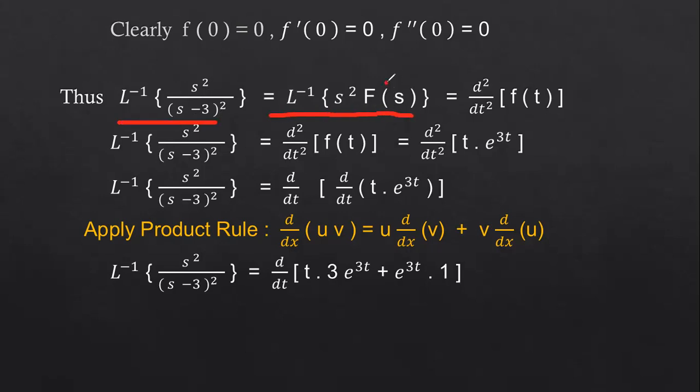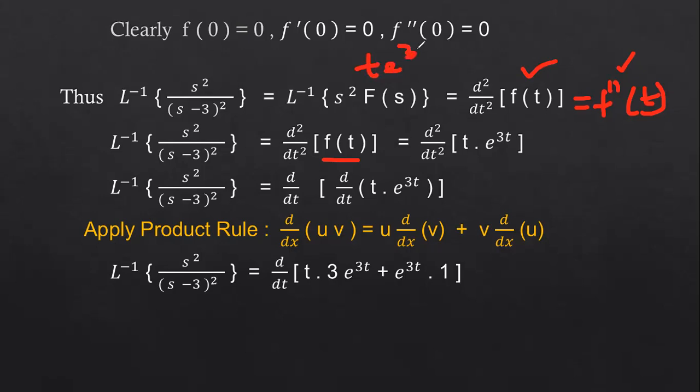Now by applying the Laplace inverse to this f of s, we got this f of t. It is multiplied by s square, so you have to do 2 times differentiation to this f of t function. So d square by dt square, sometimes this can also be written as f double dash of t. Either way, both are the same. So d square by dt square into f of t. What is f of t? t into e power 3t. So d square by dt square of t into e power 3t.